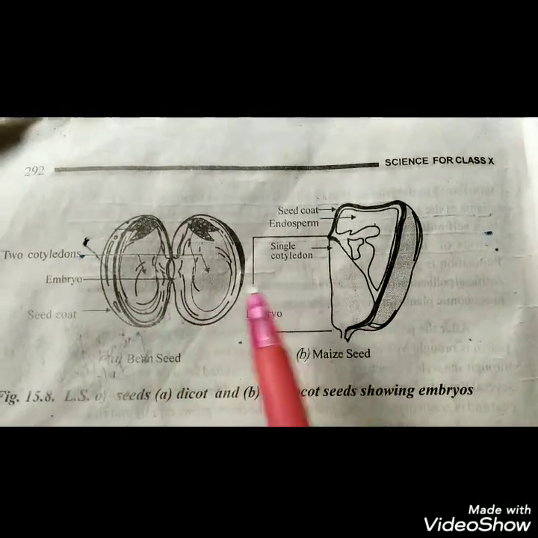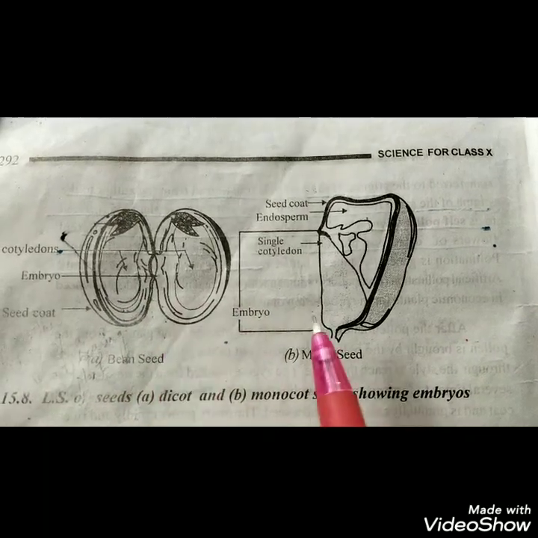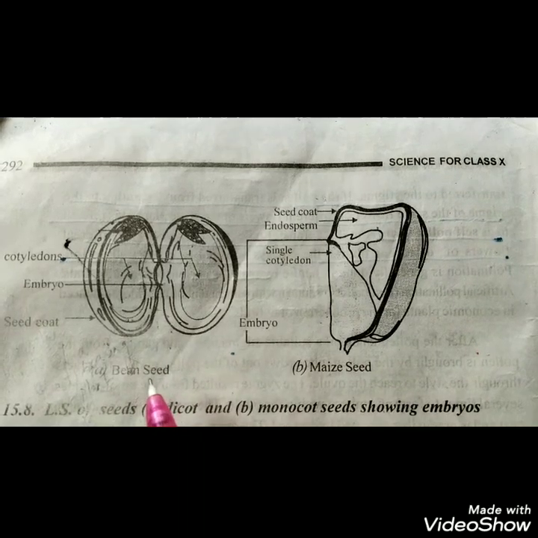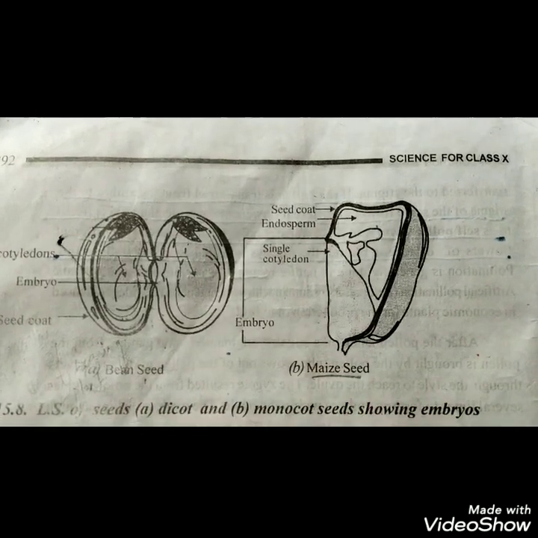So in the non-endospermous seed, the endosperm may be found absorbed in the cotyledons. Examples are pea, beans, etc. So this is the longitudinal section of the seed of the dicot plant and the monocot plant. This structure shows the bean seed, and this structure shows the maize seed.